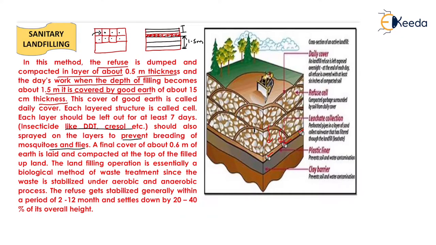When the land is completely filled by refuse, a final cover of about 0.6 meter of earth is laid and compacted at the top of the filled up land. Now, when the area is completely filled by refuse, we need to cover that refuse by 0.6 meter of earth. Now, the land filling operation is essentially a biological method of waste treatment, since the waste is stabilized under aerobic condition starting.